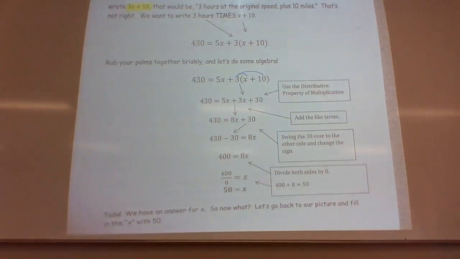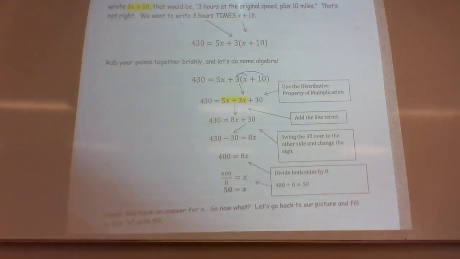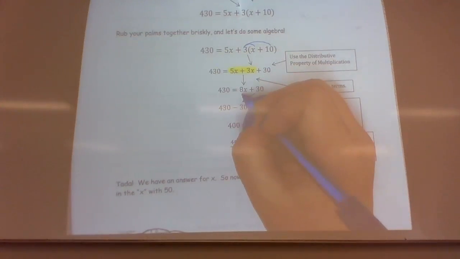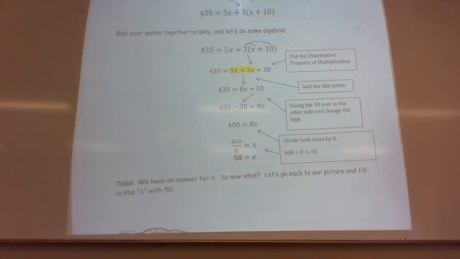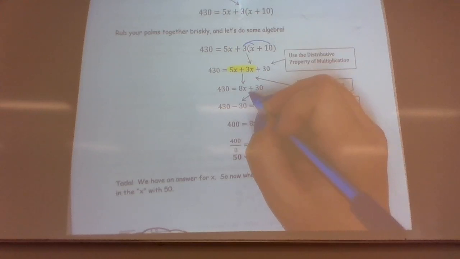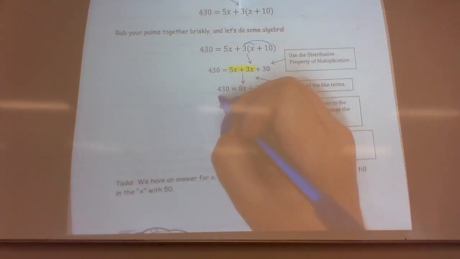Now, we can combine these two because the variables match. So we have 5x plus 3x, so that becomes 8x plus 30. And again, we're going to swing this over. So if we subtract it from this side to get 0, we have to subtract it from this side, and we get 400.